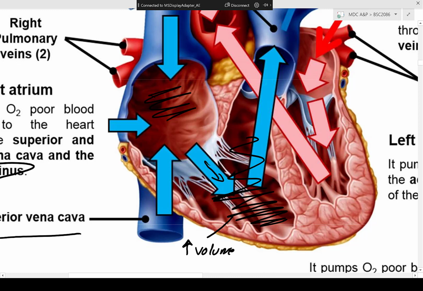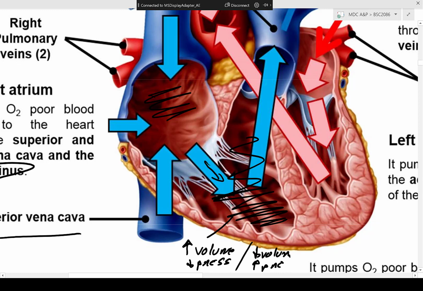Volume increases and pressure decreases, correct? That was during what? Diastole. What happens during systole? Volume decreases, but the pressure does what?